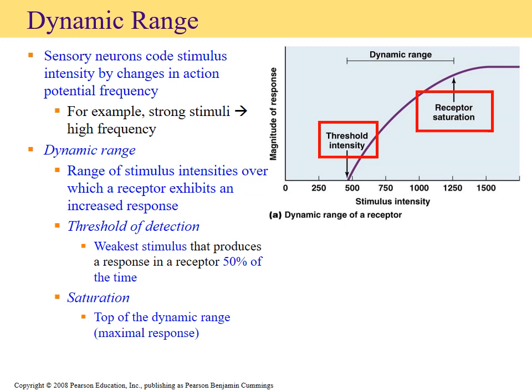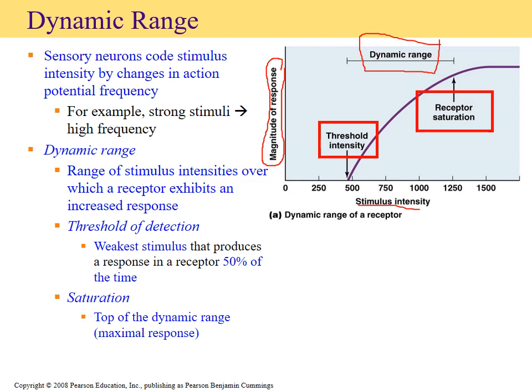All receptors will also have what we call a dynamic range. The dynamic range allows us to see the difference between the threshold of detection and the saturation point. Now go ahead and take a look at your graph. It's comparing the intensity of the stimulus to the magnitude of response. As you can see, at the lowest point you have your threshold intensity, and at your highest peak you're going to have your saturation. The difference between those is your dynamic range.